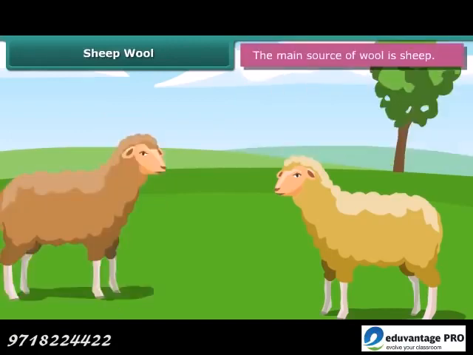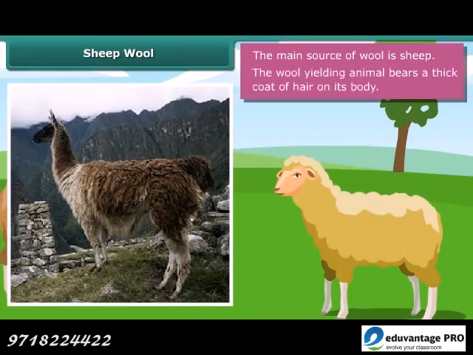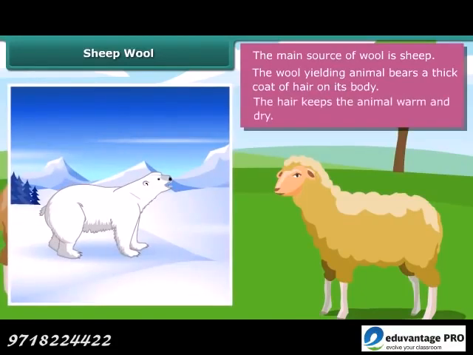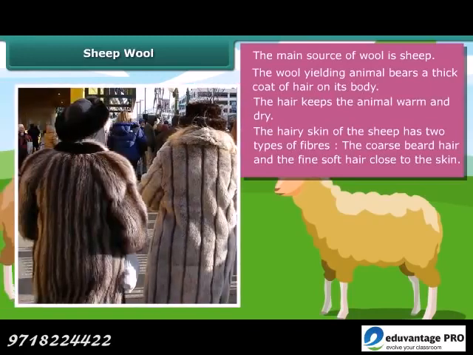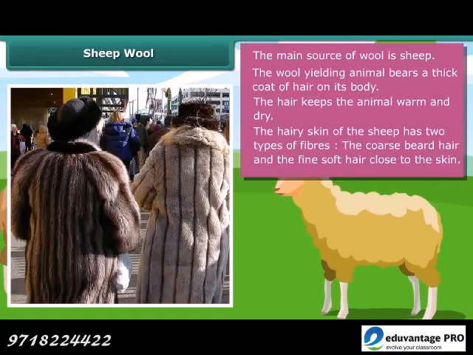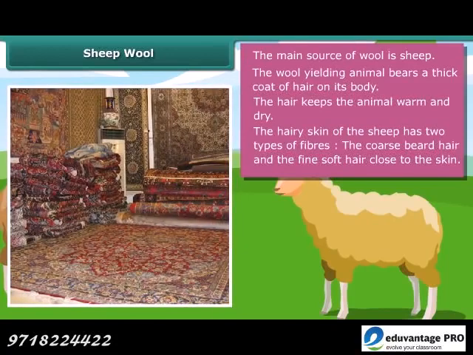The main source of wool is sheep. The wool-yielding animal bears a thick coat of hair on its body. The hair traps a lot of air. Since air is a poor conductor of heat, the hair keeps the animal warm and dry, allowing it to live in cold and harsh climates. The hairy skin of the sheep has two types of fibers: the coarse beard hair and the fine soft hair close to the skin. The fine hair provides the fibers for making woolen clothes, and coarse hair provides wool for making carpets.